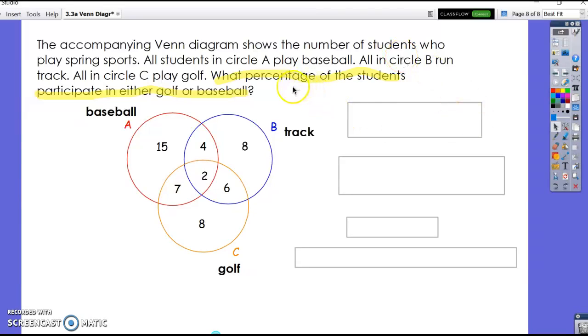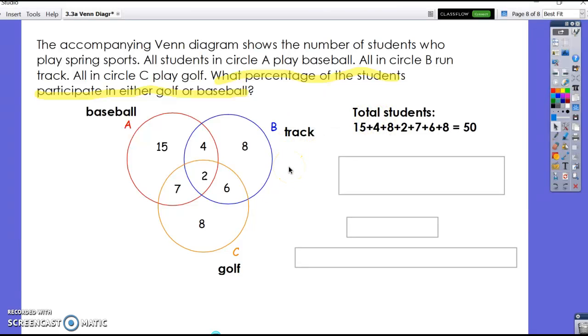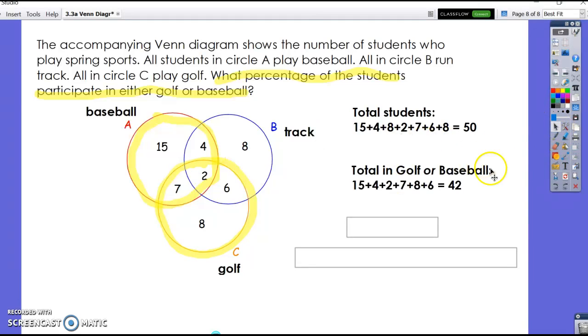So if we want to figure out the percentage, we're going to need to know the total number of students. So if we want to know the total number of students who are playing spring sports, we're going to add up all of these numbers in our Venn diagram once. When we do that, we'll get a total of 50 students. Well, we're talking about the percentage of people that play either golf or baseball. We need to know the total students who are in this baseball circle, right? So they participate in that, or in this golf circle. So we're going to take all the numbers in those highlighted circles and add them up once. So that gives us a total of 42. 42 people are in baseball or golf.